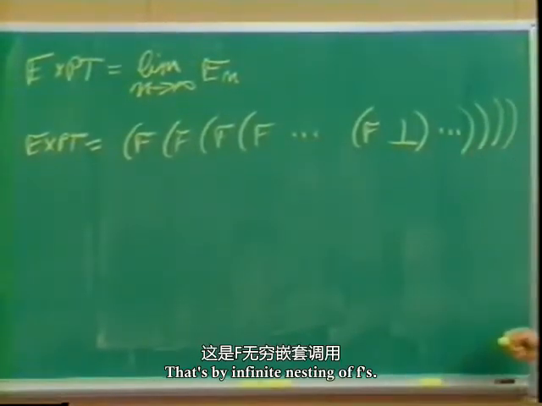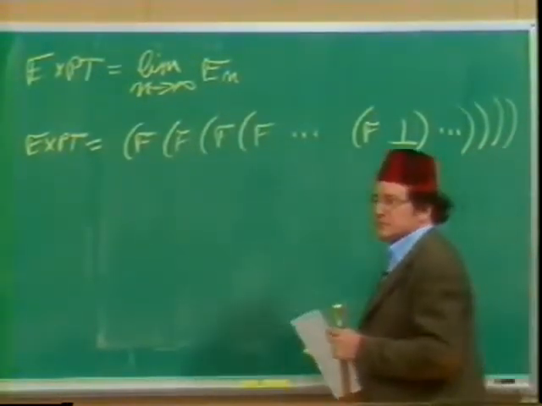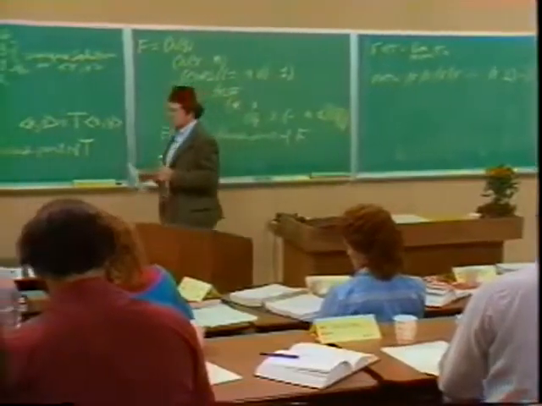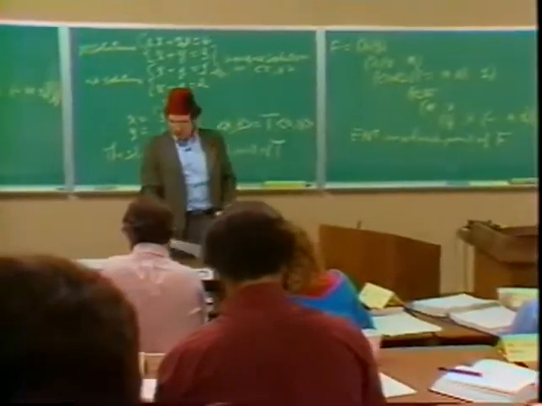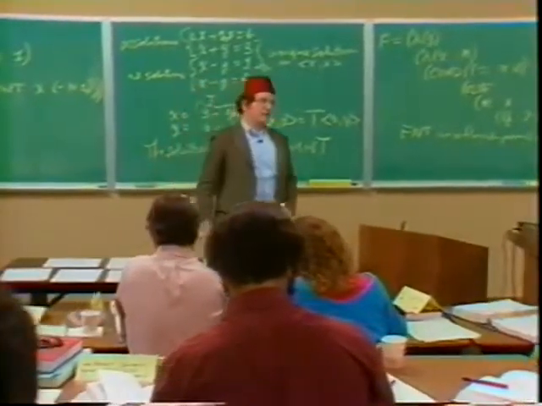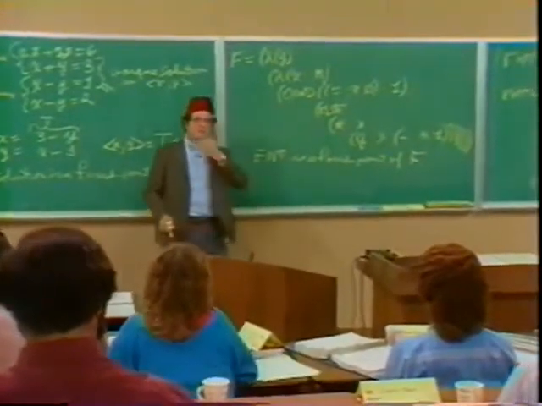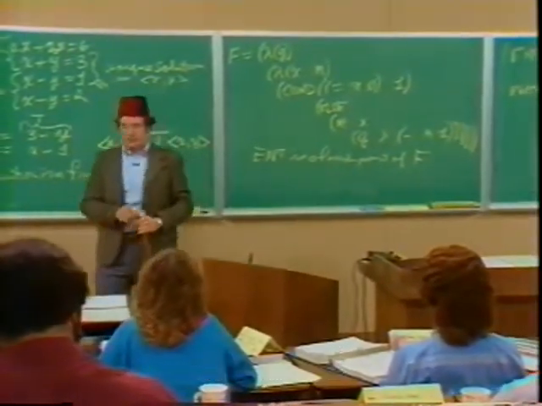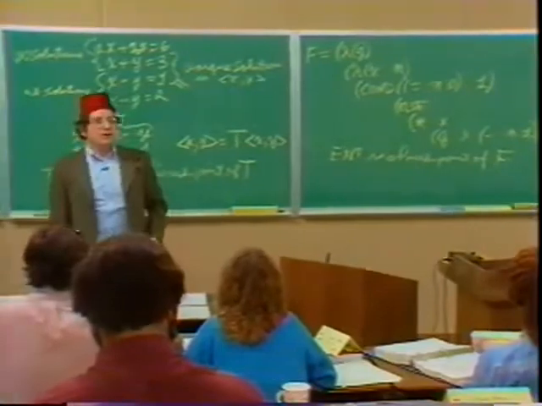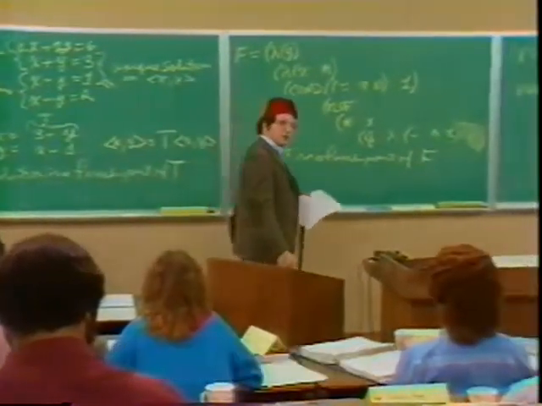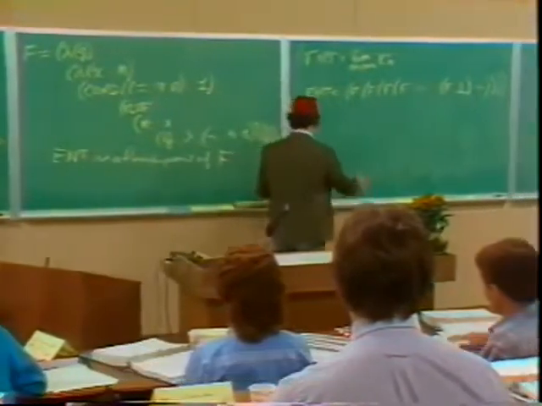That's by infinite nesting of f's. So now my problem is to make some infinite things. How am I going to nest up an f an infinite number of times? I better construct this. Well, I don't know. How would I make an infinite loop at all? Let's take a very simple infinite loop, the simplest infinite loop imaginable.